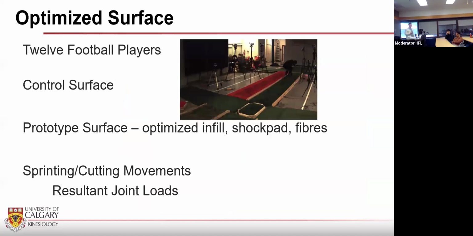So for this, we had 12 American football players, and they performed on both the conventional control surface as well as the prototype surface, which had optimal infill, shock pad, as well as turf and fibers. And these athletes performed sprinting and cutting movements, and the main outcome of this study was looking at those resultant joint moments at the knee and ankle joint.